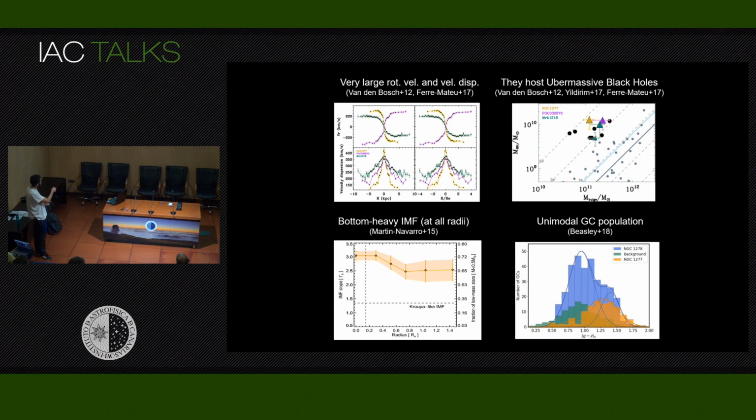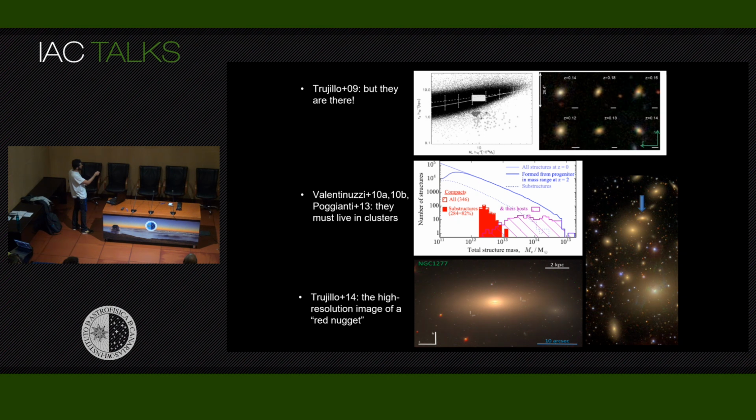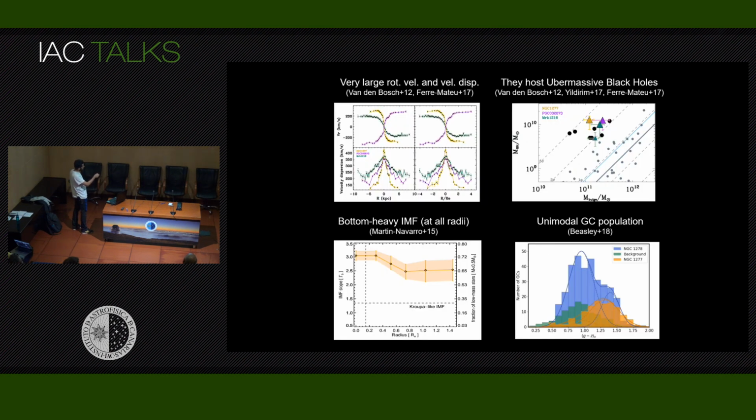Also, they seem to host a bottom-heavy IMF, meaning that they have a huge overdensity of very small stars at all radii. And also the latest paper by Mike was telling that NGC 1277 was the first galaxy in which we saw a unimodal population of globular clusters. So for example, the nearby elliptical that I will show you before, NGC 1278, is showing the typical bimodal distribution of globular clusters, some of them blue, some of them red. However, in NGC 1277, we just have one bump which corresponds to the red globular clusters. So this galaxy is indeed a relic coming from the high-redshift universe.